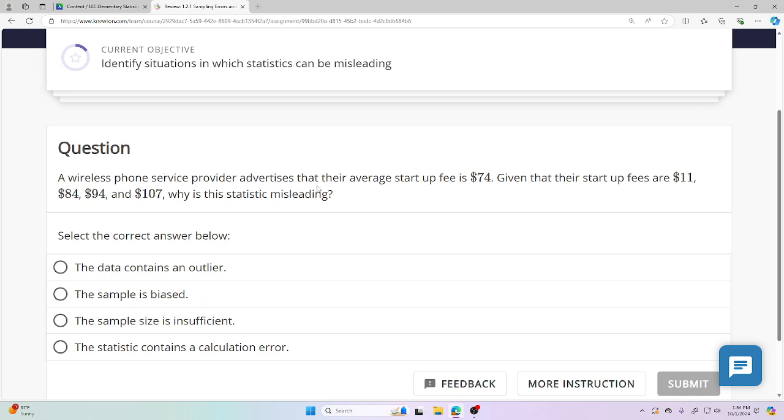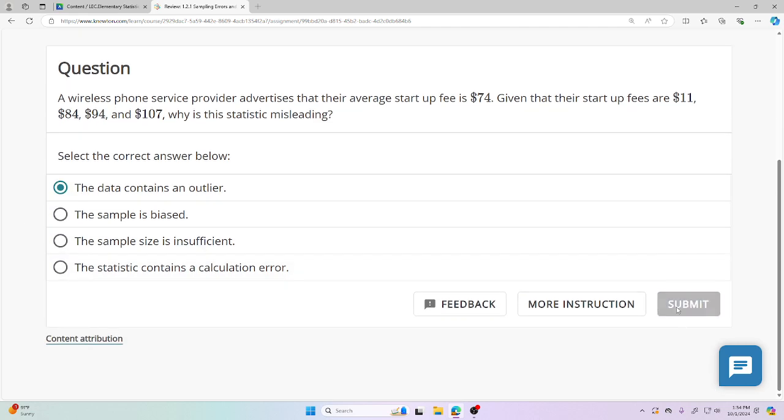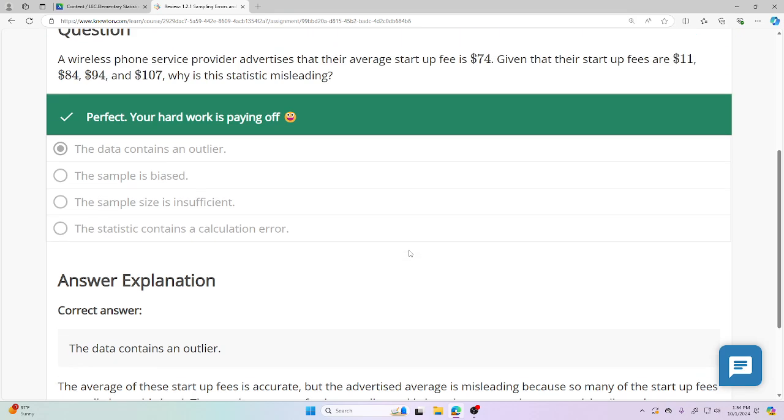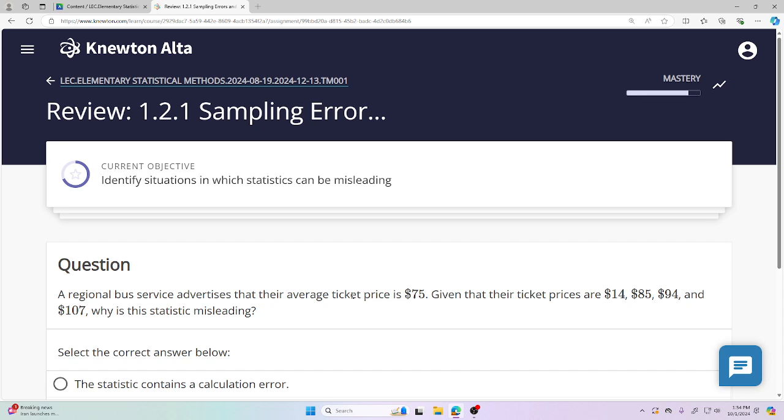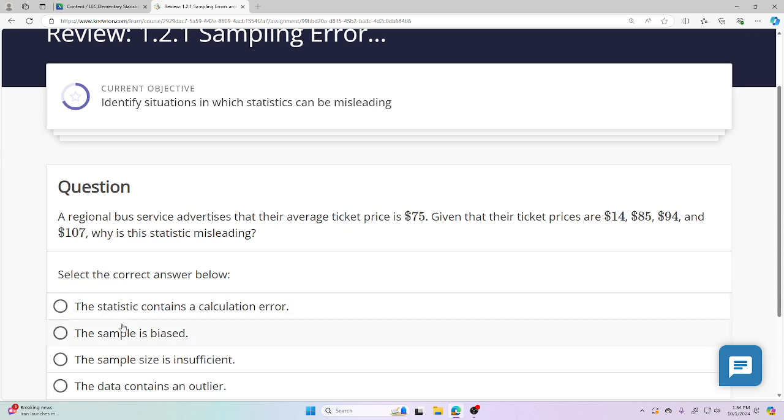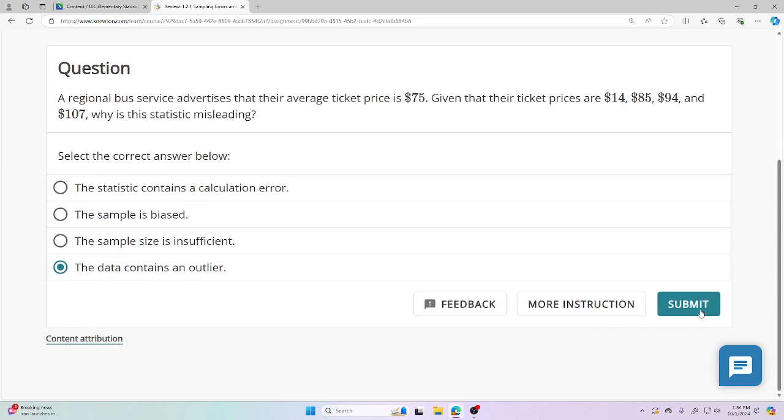So average fee to start up is this. Oh, yeah, this one I know for sure. Notice that the 74 is not really part of these guys at all. That's the outlier part. Yep, there it is. You're right. Bias is for a group. Outlier is like one value there. Same thing here, right? So that would be outlier again.